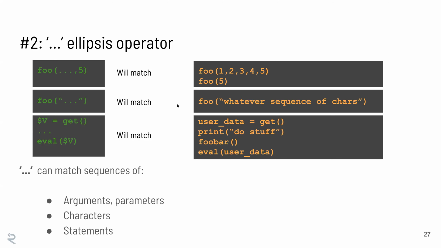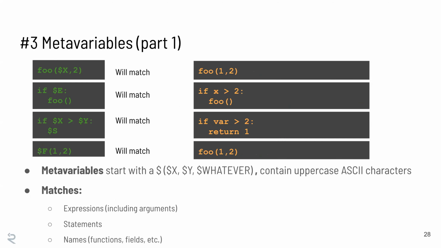So only 3 concepts in Semgrep. Number 1 was equivalences. Number 2 is the ellipsis. Number 3 is metavariables. You've seen a little bit of this, but you can use metavariables all over the place. They just have to start with a $ sign and then contain uppercase ASCII characters.